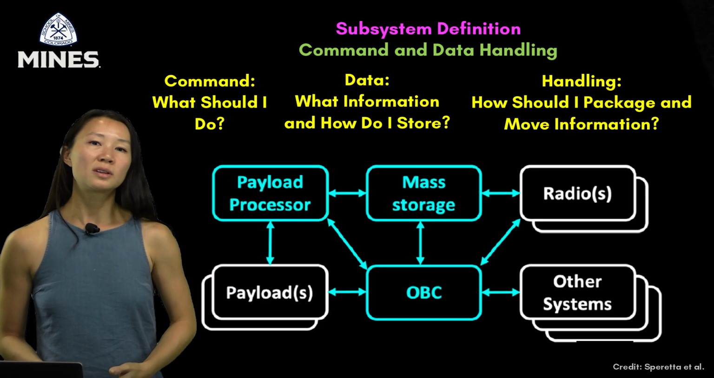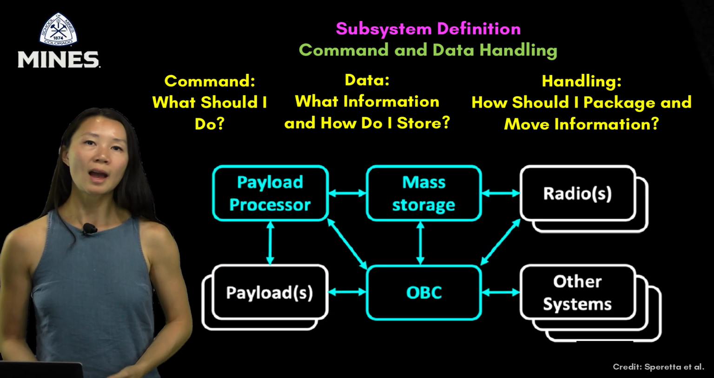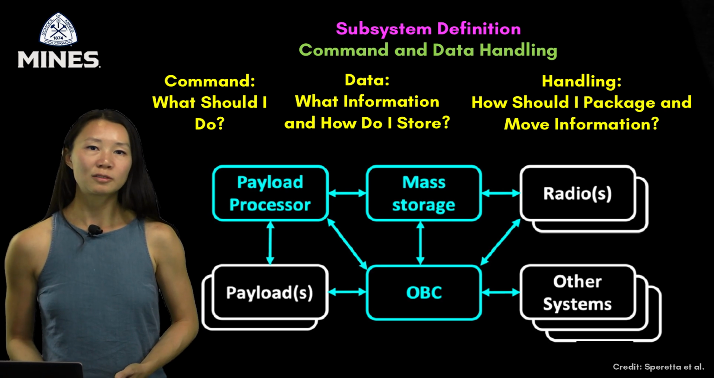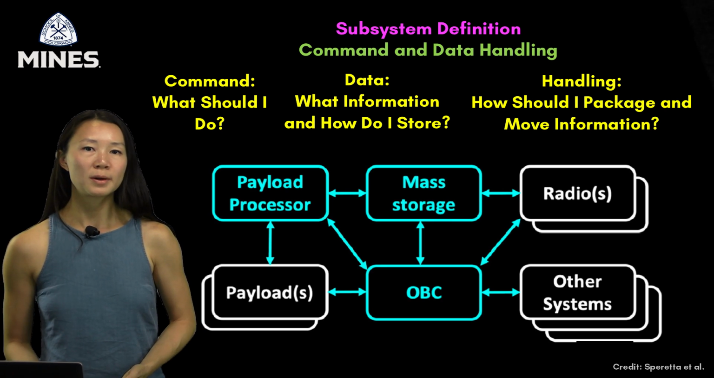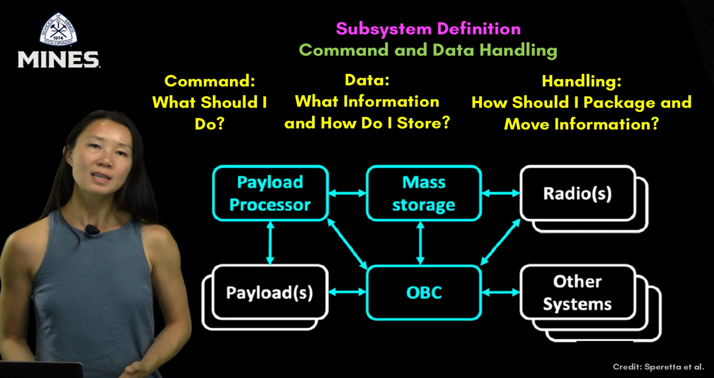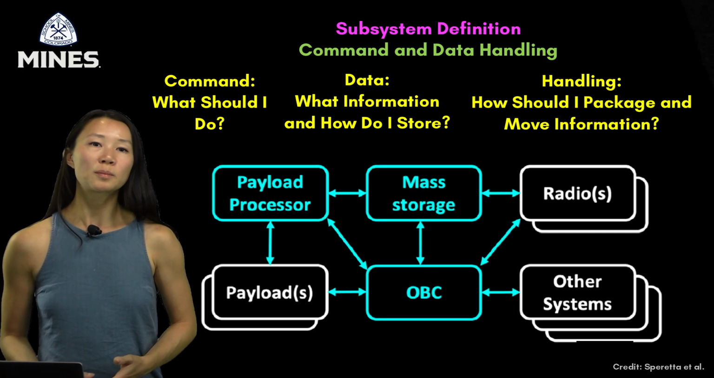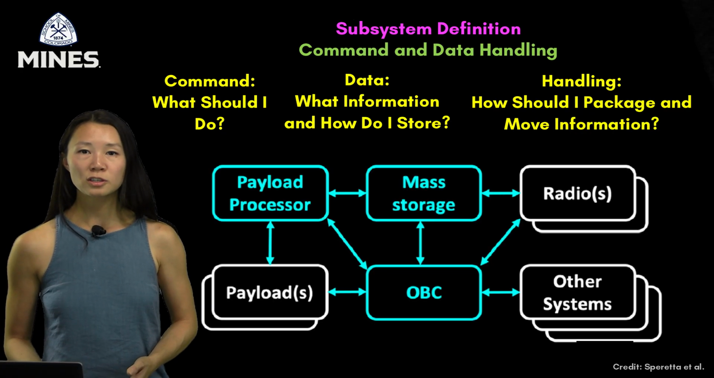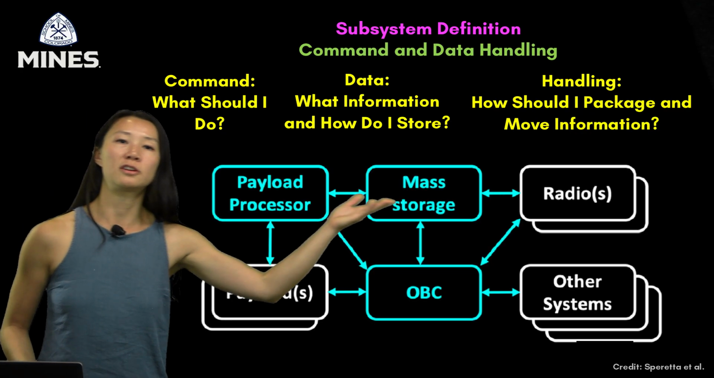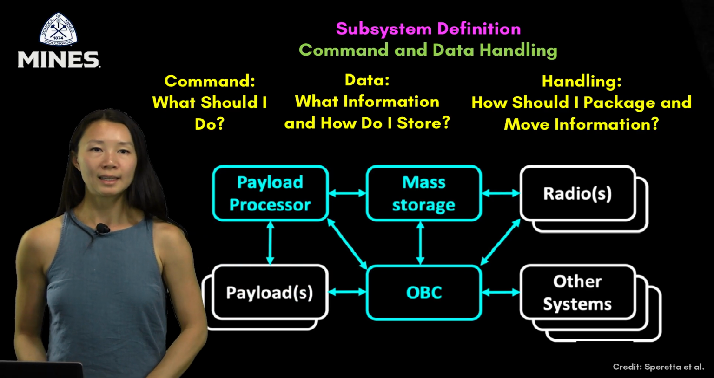Data answers the question, what information do I have and how should I store it? CDH is responsible for collecting data from sensors, payloads, and subsystem components, and that includes science data, health and status, and timing information. That data is either processed directly by a payload processor over here, or temporarily stored in mass storage over here, to be transmitted later.